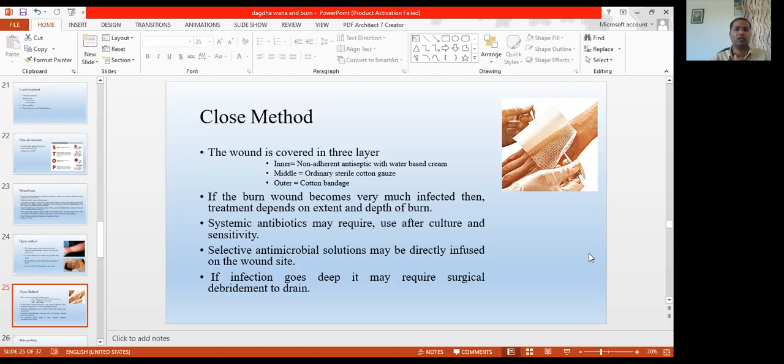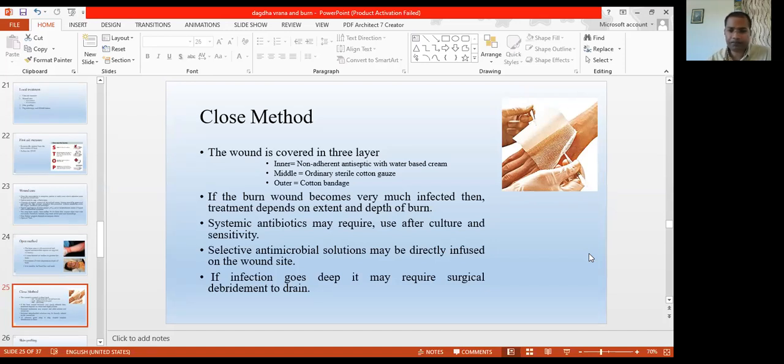Here we close the wound, especially if the burn wound is present on the limbs or abdomen, because the closed method is effective when a large area is raw. When you cover the wound with antiseptic bandages or dressings, you protect the wound, and healing becomes a little bit faster. This is the choice of the surgeon only. You can also heal that wound with the open method.